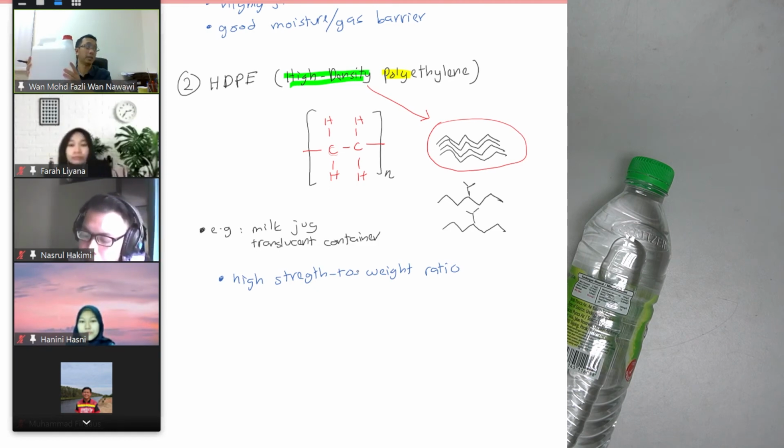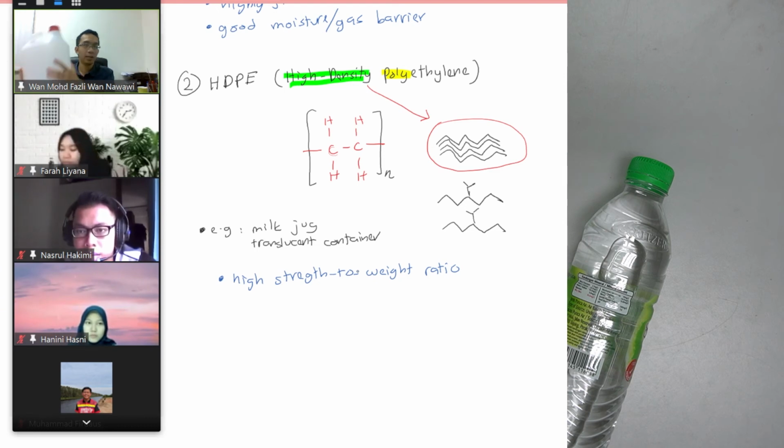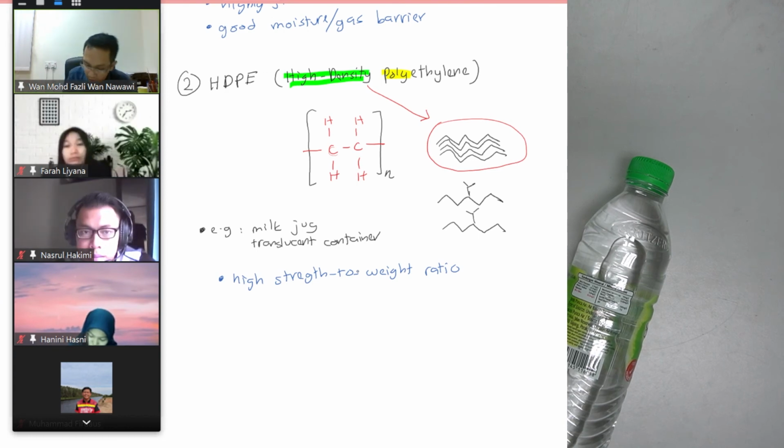But this plastic, in its high density form, is pretty good, and it's rigid but still lightweight, still not heavy. Compare this, if this is metal, then it's very heavy. So that is one of the properties of HDPE. It has this high strength to density ratio, and it has this rigid character.